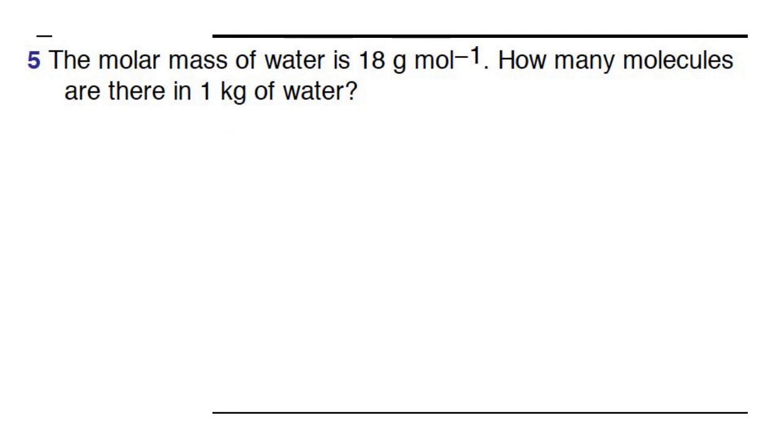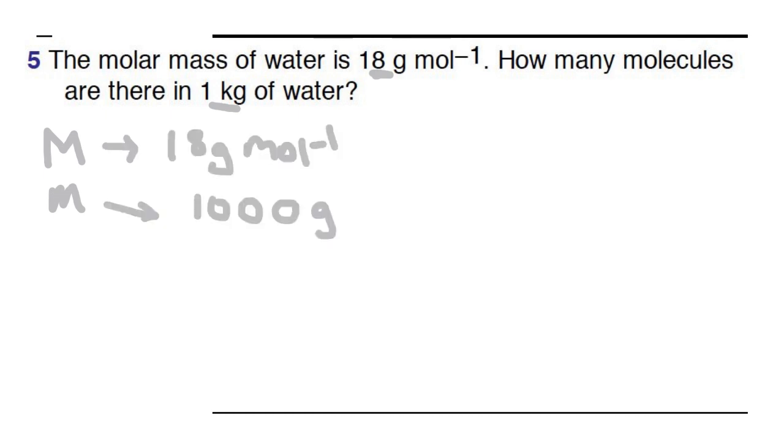So let's try a quick example. We have a molar mass of water, which is 18 grams per mole. How many molecules are there in 1 kilogram of water? Well, we've got a value for capital M, and we have a value for small m. We have a molar mass of 18 and a given mass of 1,000. So if we divide the mass that we're given by the molar mass, we should be able to get the number of moles.